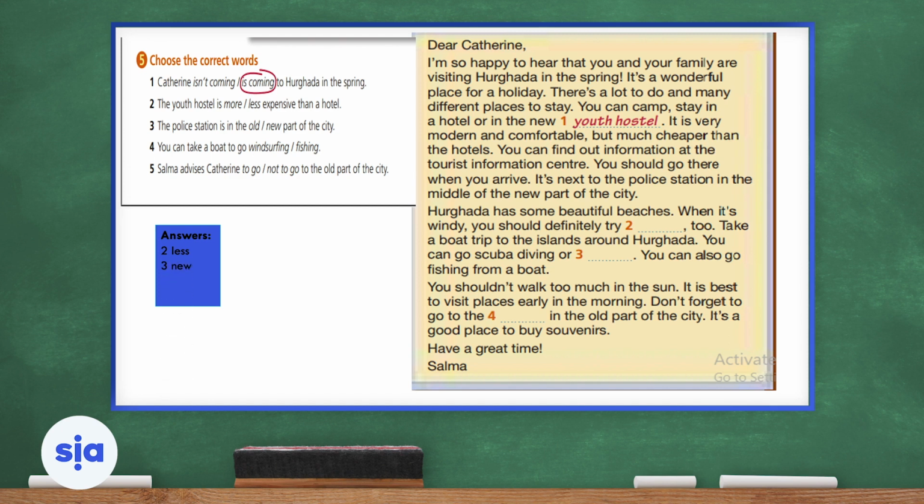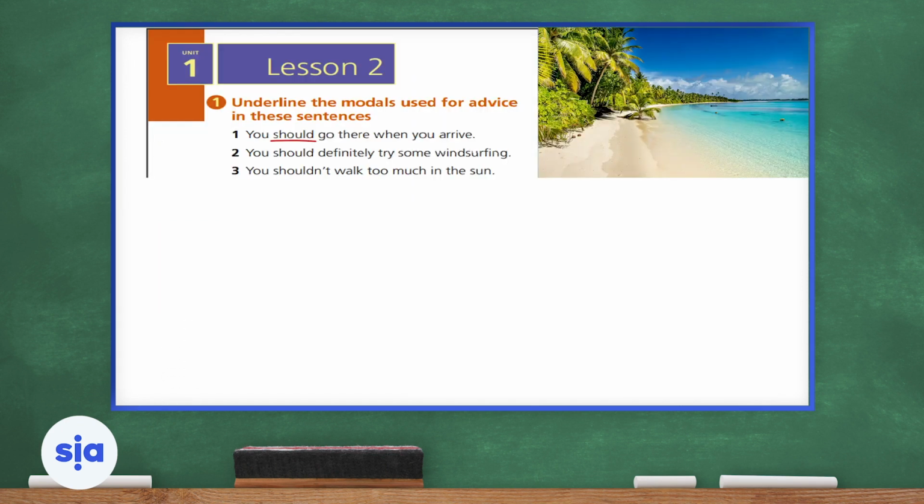Let's go to number 4. You can take a boat to go windsurfing or fishing. If you're going to take a boat, what would you rather do, windsurf or fish? It's probably fishing. Number 5. Salma advises Catherine to go or not to go to the old part of the city. She definitely advises her to go.